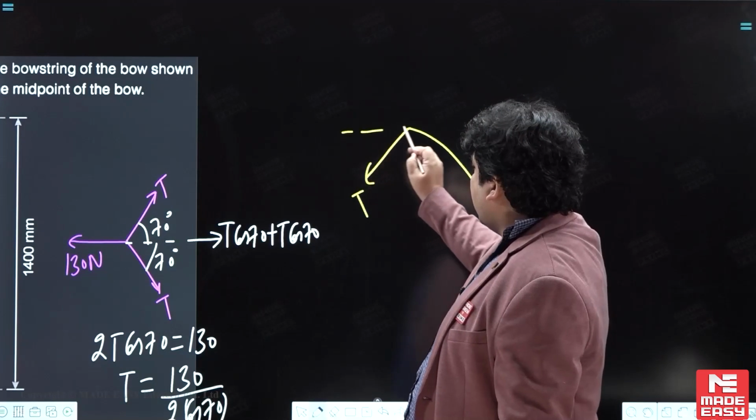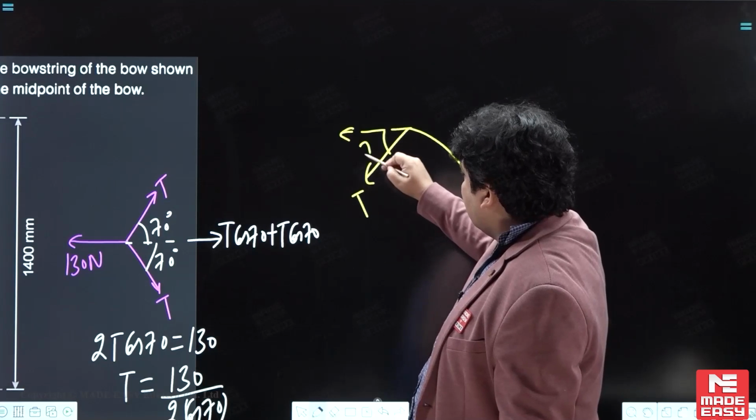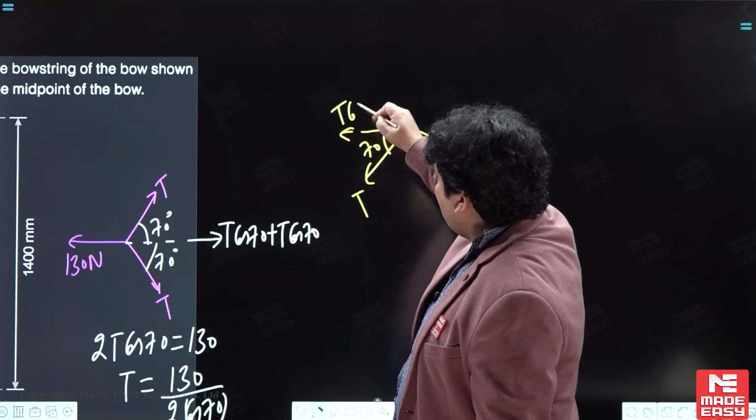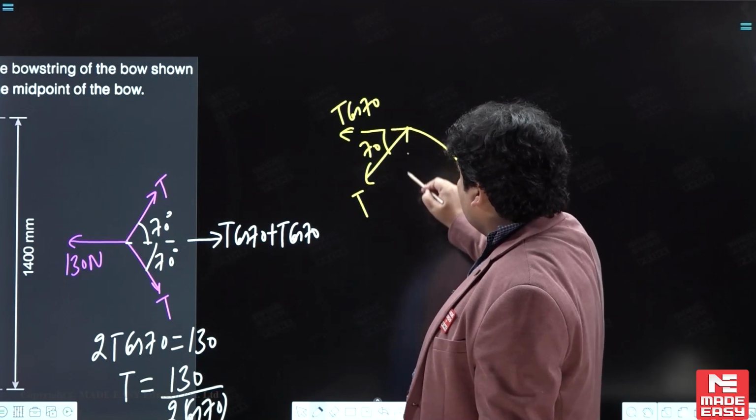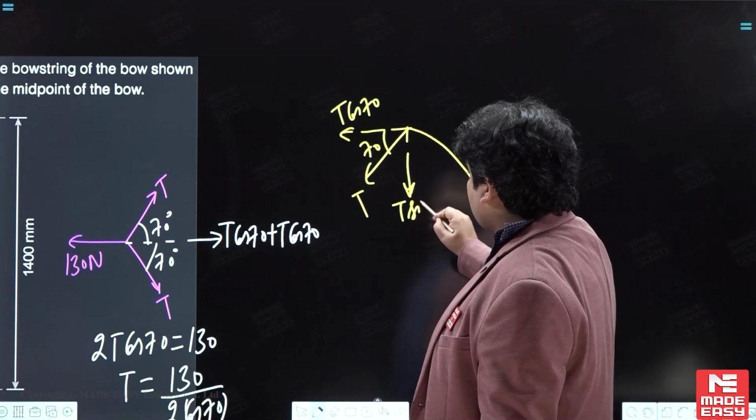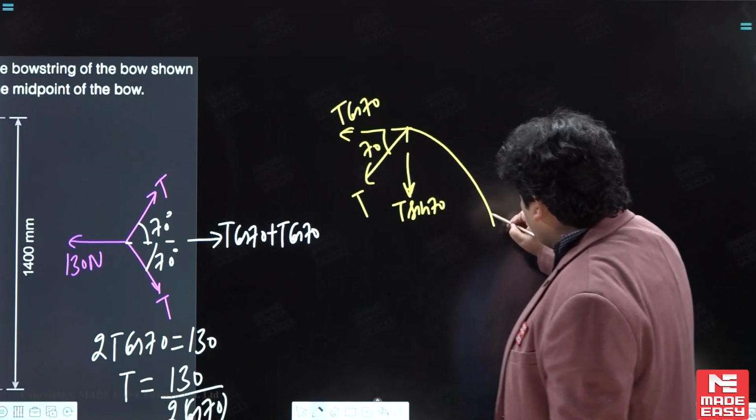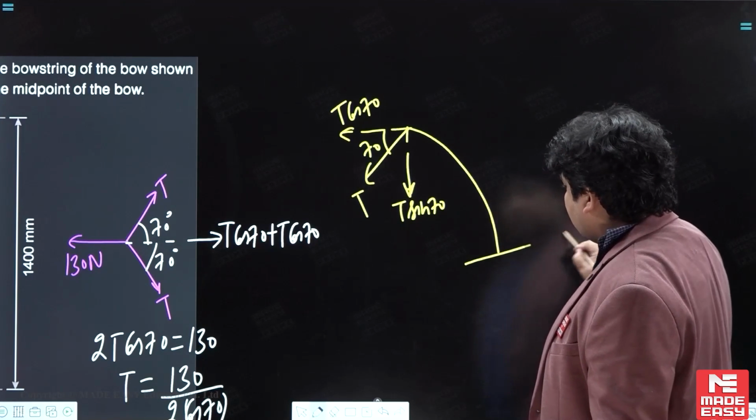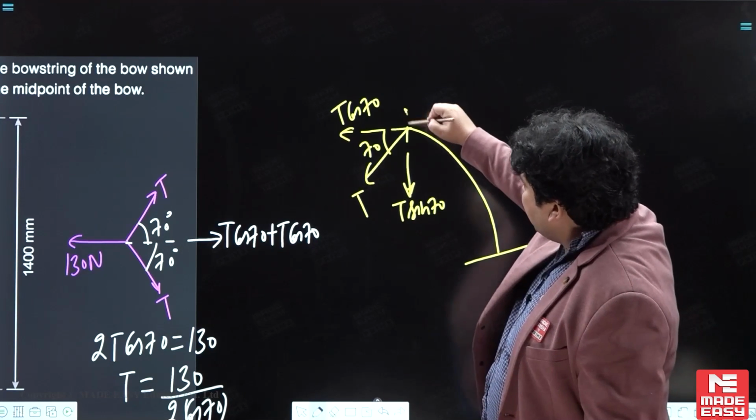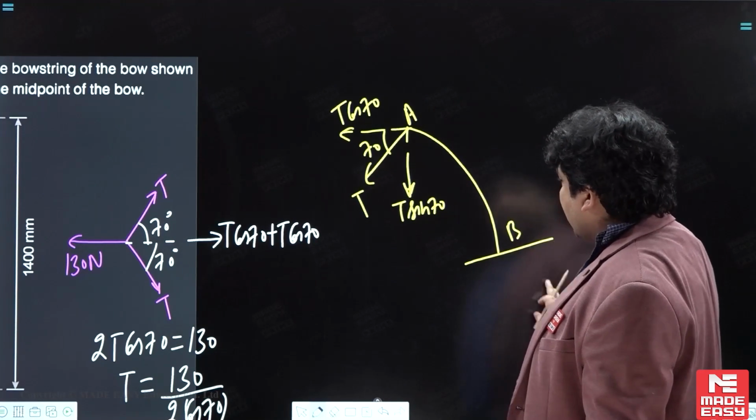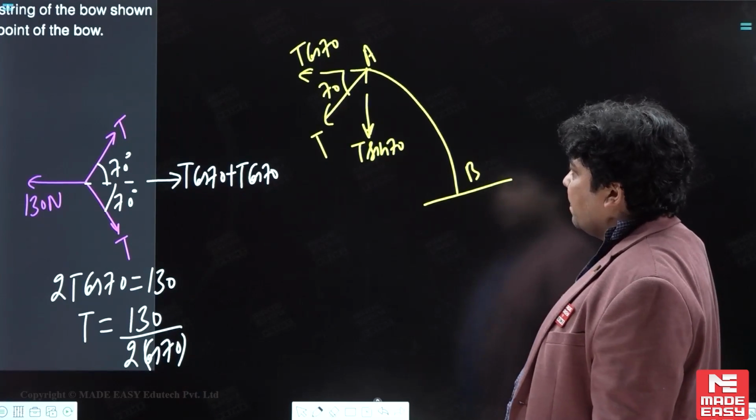Now we find the components. For this, the 70 degree angle is given, so this will be T cos 70, and this will be T sin 70. In between, we cut the section. This will be point A and this point B. At point B, in between, we have to calculate the bending moment value.